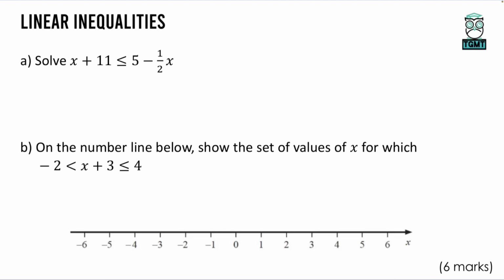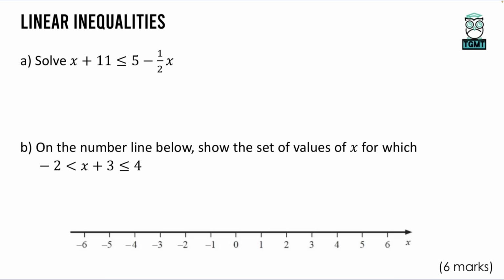Okay, so looking at some linear inequalities. So in part A here, we have to solve a linear inequality, and this particular one does have a fractional coefficient of x there. We have a negative 1/2 x. Now, whenever I'm solving an equation or an inequality, I always look for the smallest coefficient of x. And in this case, the smallest coefficient is a negative coefficient of x, so minus 1/2 x.